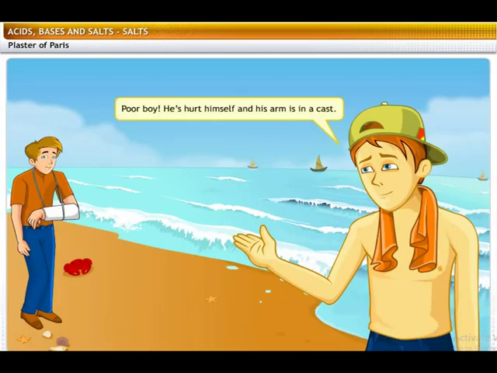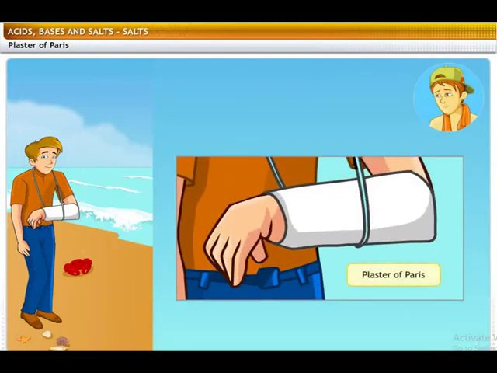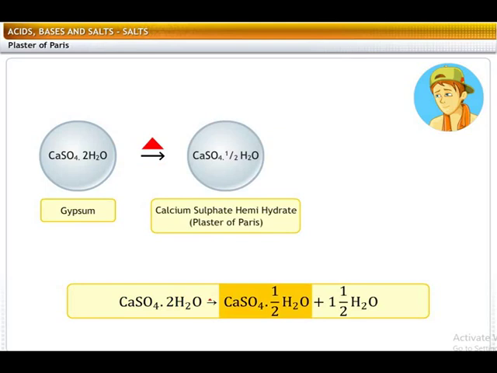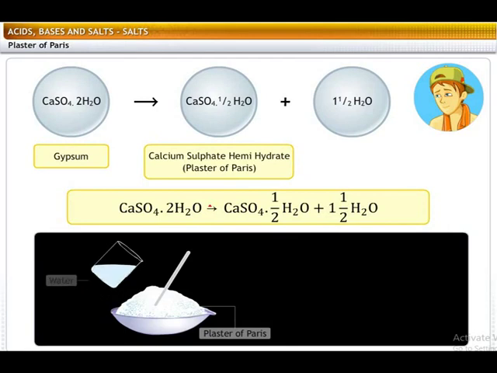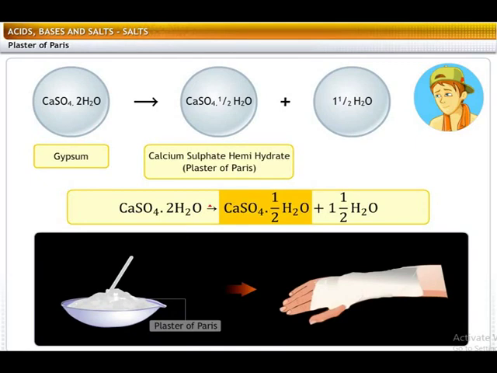Poor boy! He's hurt himself, and his arm is in a cast. Do you know what that cast is made of? No? It is made of plaster of Paris. Gypsum, when heated to 100 degrees centigrade, forms plaster of Paris, which is chemically called calcium sulfate hemihydrate, CaSO4·½H2O. This calcium sulfate hemihydrate sets and becomes a hard mass when mixed with water.